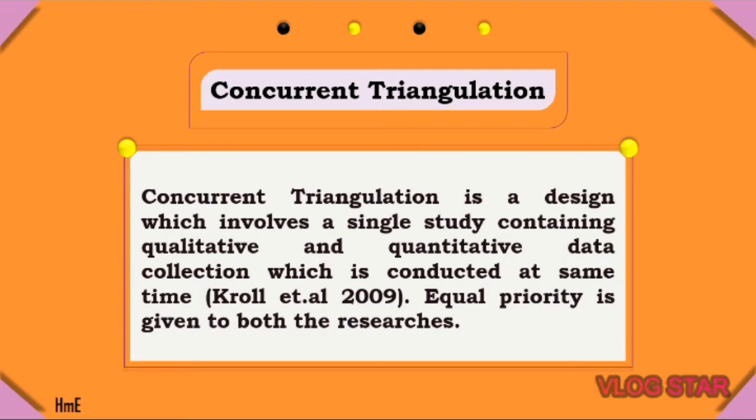This design involves a single study which contains both the qualitative and quantitative phase of data collection in concurrent way, or which is conducted at the same time, and the analysis phase is conducted separately. And here the most important thing relating to concurrent triangulation is that equal priority is given to both the types of researchers. Here researchers means that it gives priority to both the methods, that is qualitative and quantitative.